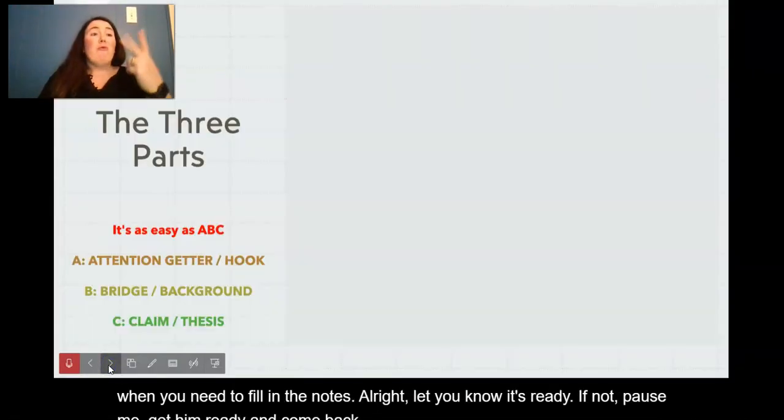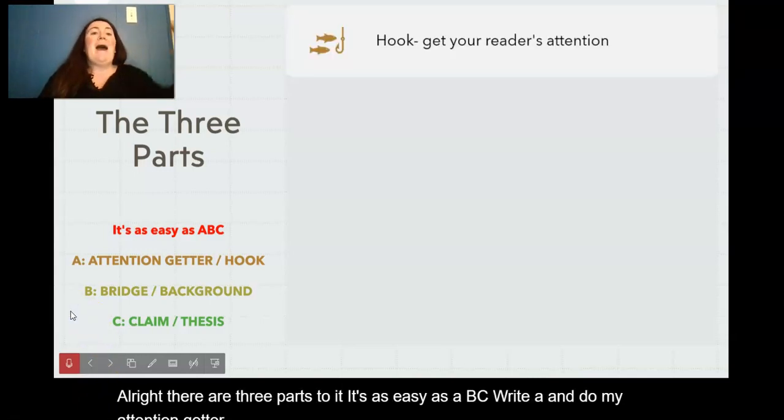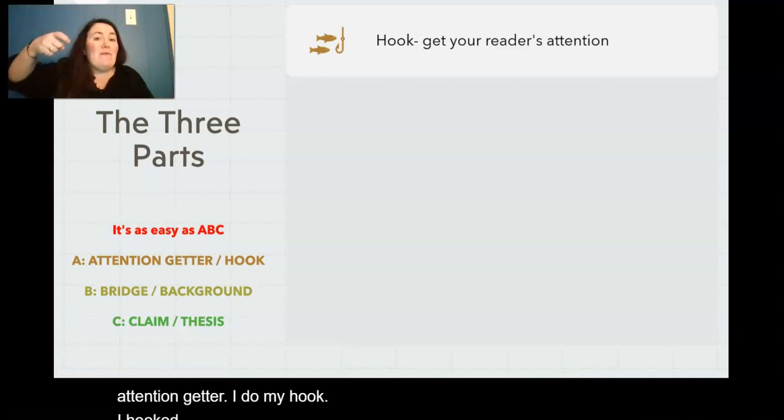All right, so there are 3 parts to it. It's as easy as A, B, C, right? A, I do my attention getter. I do my hook. I hook in just like I'm catching a fish. I get your attention in some interesting way.